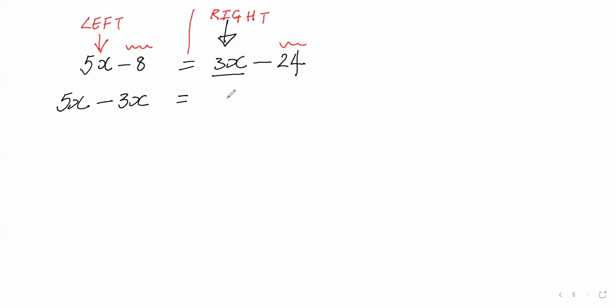Now I'm going to take the 8 and bring it on the other side. So the 8 becomes what? Now you could write it this way, or you could put negative 24 plus 8. So let me write it that way so you actually see it. I'm going to bring the 8 on the other side, so I'm going to add 8 on both sides.